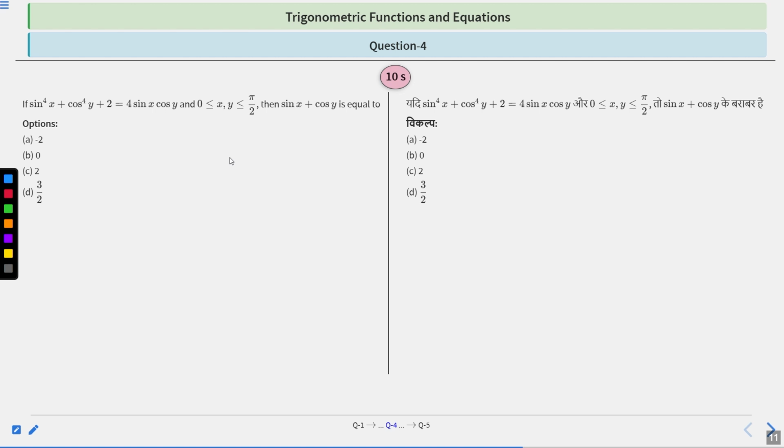Now, the hint of this question is, you will keep everything on one side and try to take common, and also you can try to apply the formula of a square plus b square, right? In this way, you can try to approach this question. You have 10 seconds to solve or think about this question. After 10 seconds, we will discuss the solution, right?